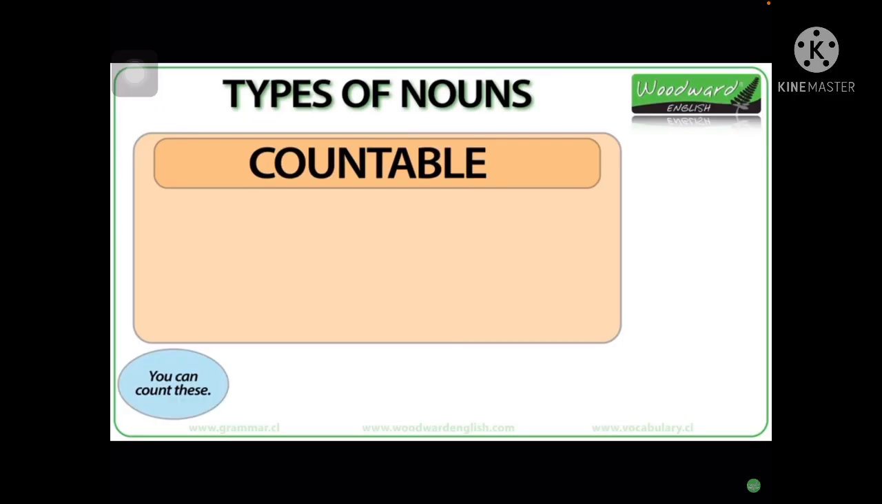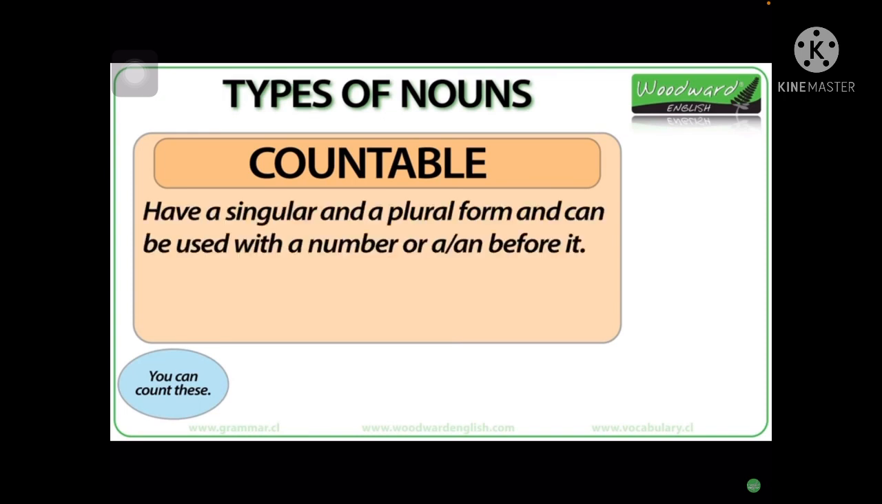Countable nouns are nouns that can be counted. Countable nouns have a singular form and a plural form and can be used with a number or with a or an before it. Sometimes countable nouns are called count nouns.